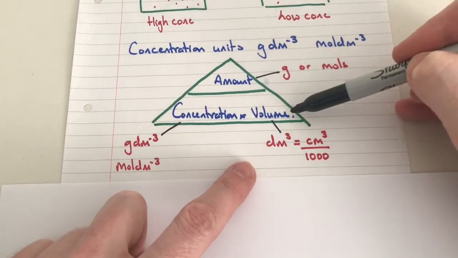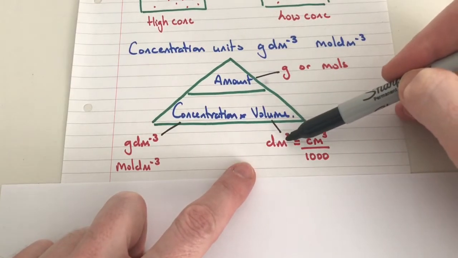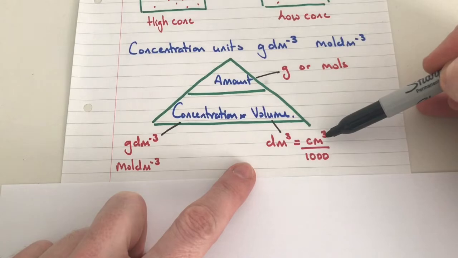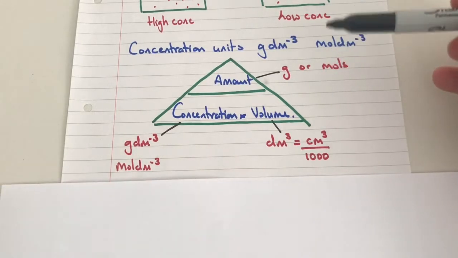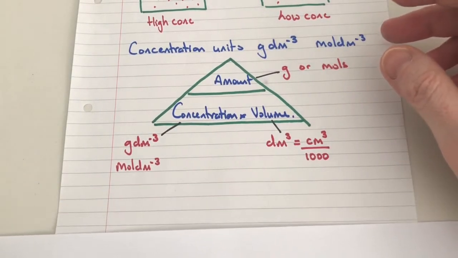The volume, watch out for this one. Volume is always measured in decimeters cubed. Often you're given a volume in centimeters cubed, and to convert it, you must divide by 1,000. Watch out for that. It's often a trap that people will fall into.